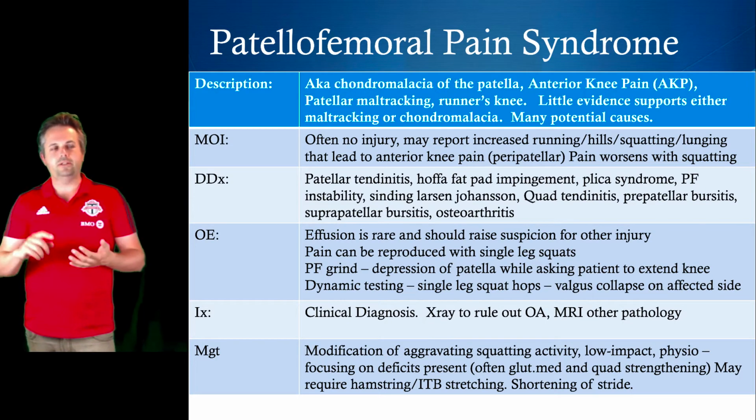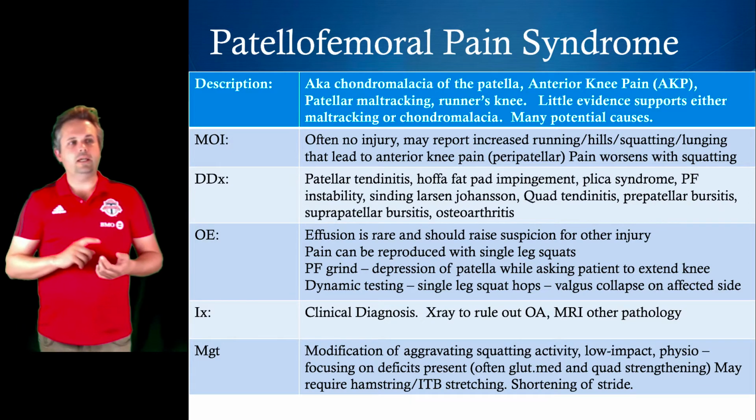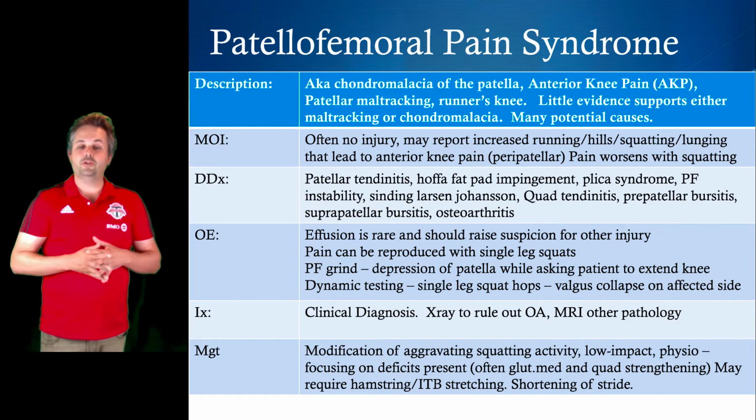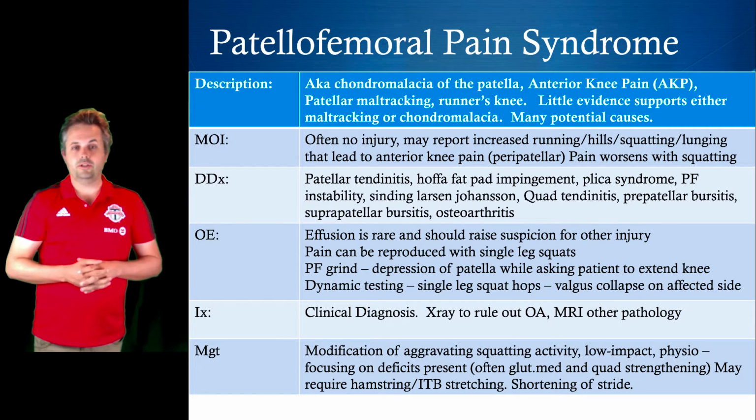Differential of that kind of anterior knee pain, so once again we consider all the tissues involved there, so patellar tendon, quad tendon, the fat pad, anterior meniscus, the bursal tissue, both above the knee, in front of the knee, as well as in front of and behind the patellar tendon. These are all things that can essentially cause anterior knee pain.